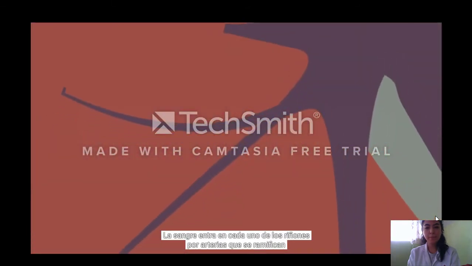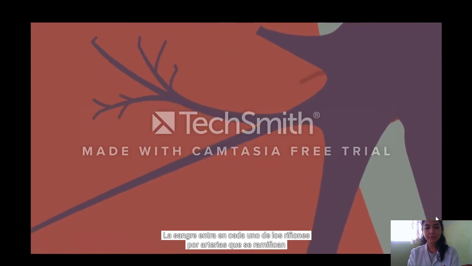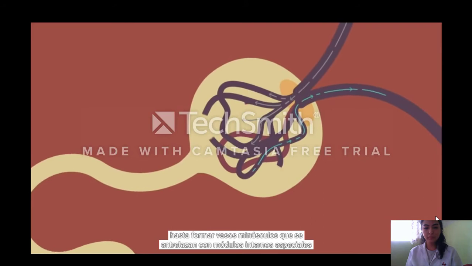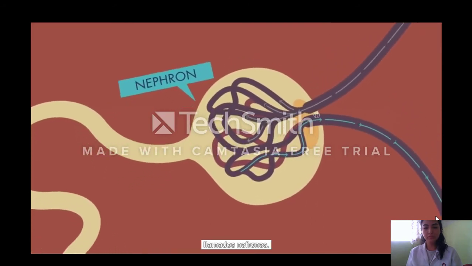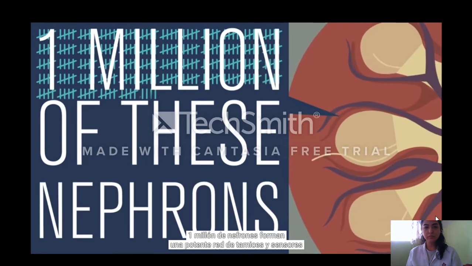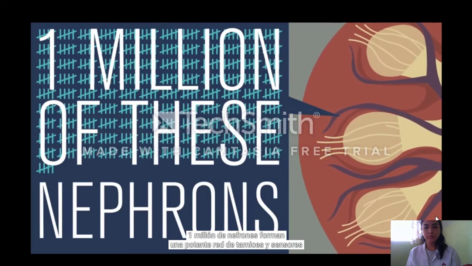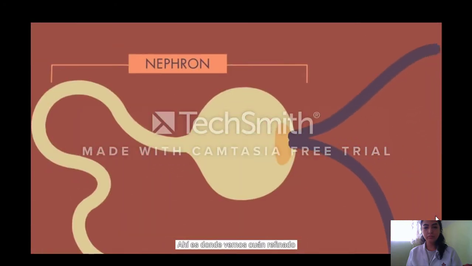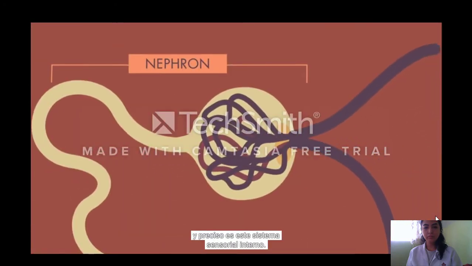Blood enters each kidney through arteries that branch and branch until they form tiny vessels that entwine with special internal modules called nephrons. In each kidney, 1 million of these nephrons form a powerful array of filters and sensors that carefully sift through the blood. This is where we see just how refined and accurate this internal sensing system is.